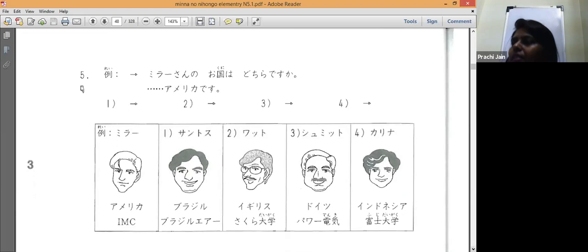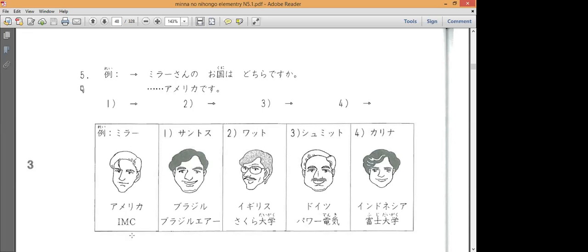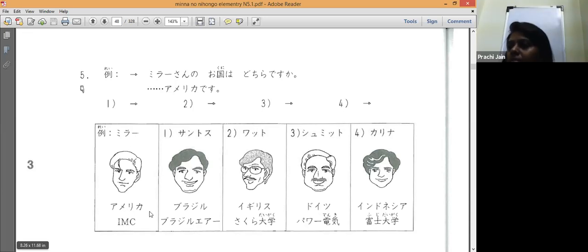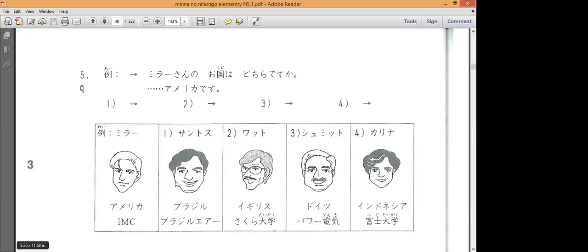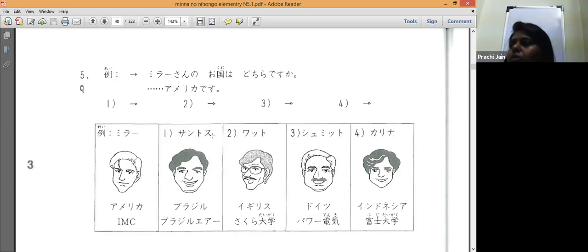Okay, again we have pictures with the name, countries and the occupation. So, first one is? Mira. Correct. Country name? America. And company name? IMC. Then? Santosu.